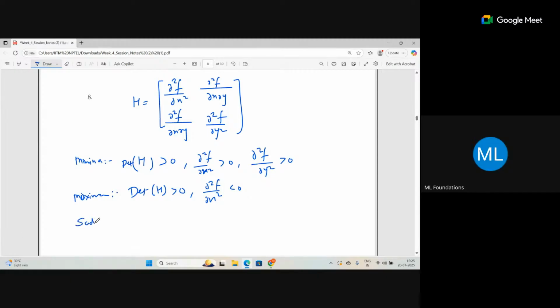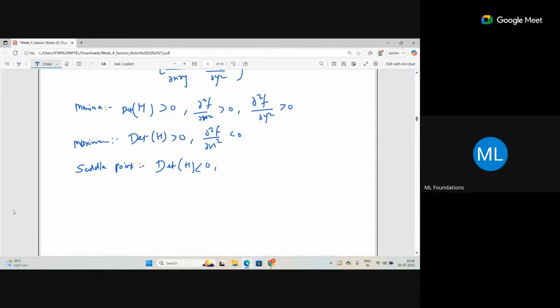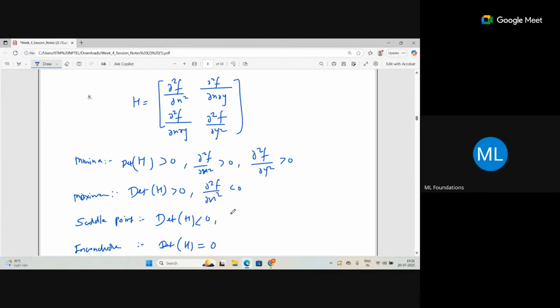Then for saddle point, the determinant should be negative. That is enough, that is fine. So it has to be like this, and then we have inconclusive or indefinite, which is when you have the determinant of the Hessian matrix equal to 0. You can just follow this, and that will be fine.